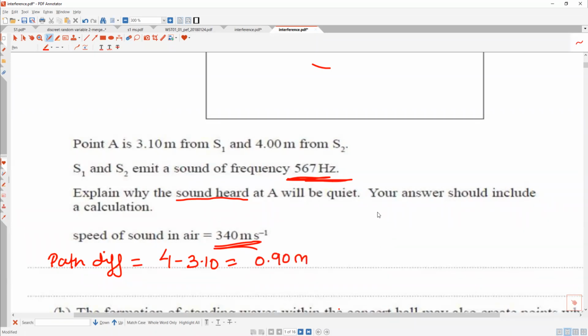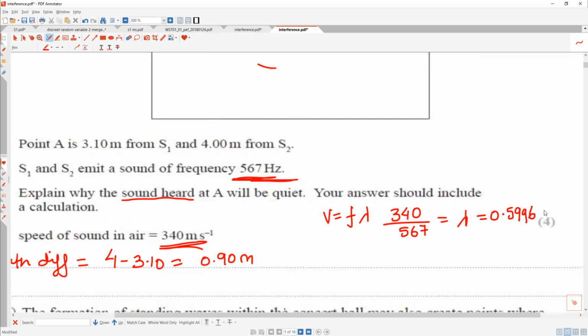Let's find the wavelength now. V is equal to f lambda. V is 340. 340 divided by 567 will give me lambda. How much is it? 0.5996 meter.